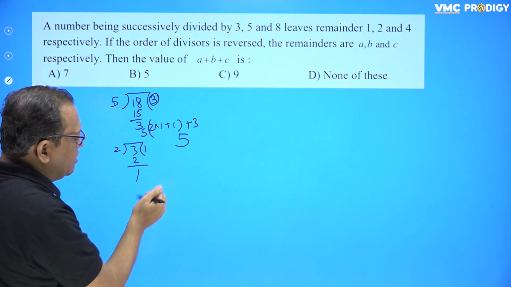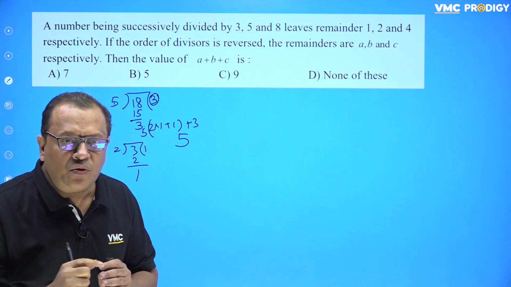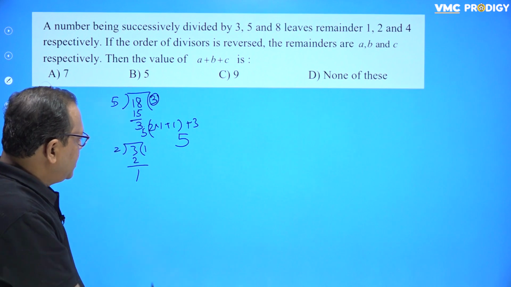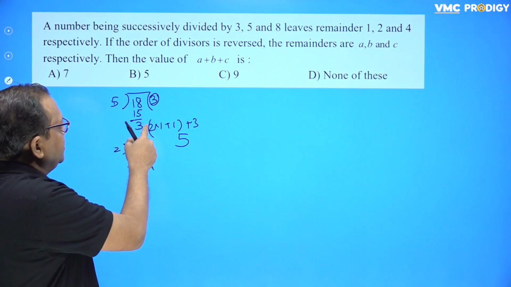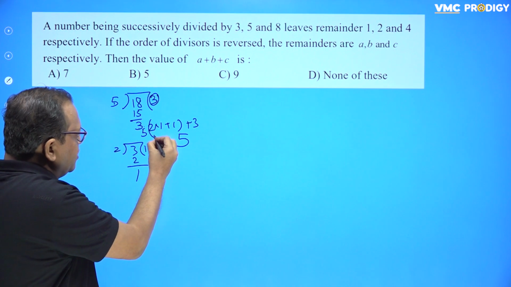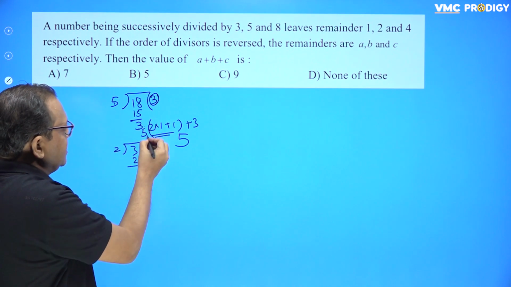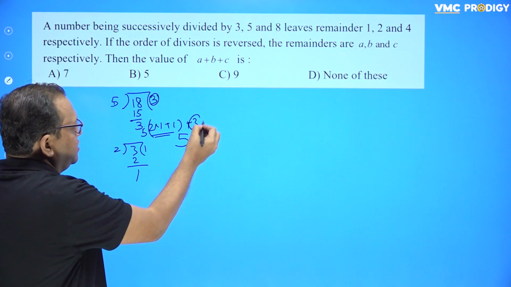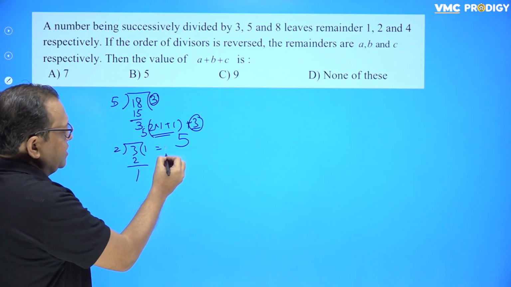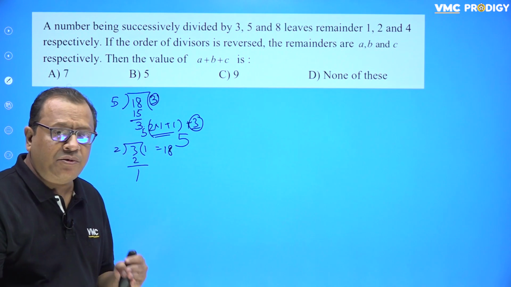Right? So this means I start inwards and then go outwards. When I divide 3 by 2, the remainder is 1, and the quotient is 3. So 5 into quotient plus remainder 3. So the number is 18. Hence I get the original number to be 18.